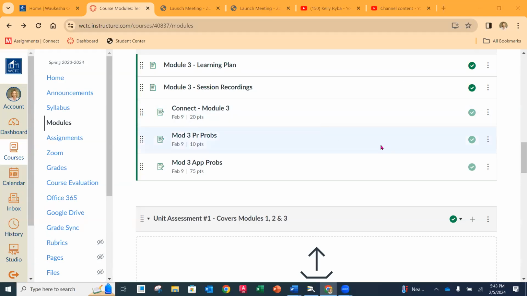Okay, we're going to start looking at the Module 3 application problems. I'm first going to do an overview, and then I'll let you tell me which ones we may want to work, if you want any extra reinforcement.